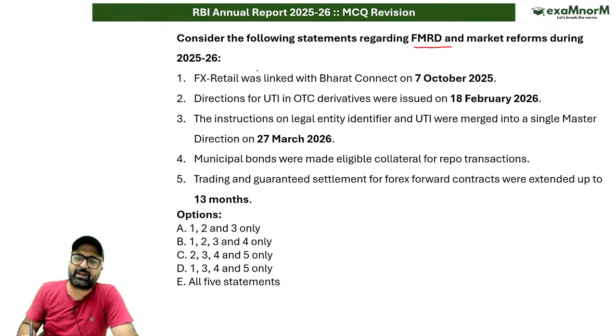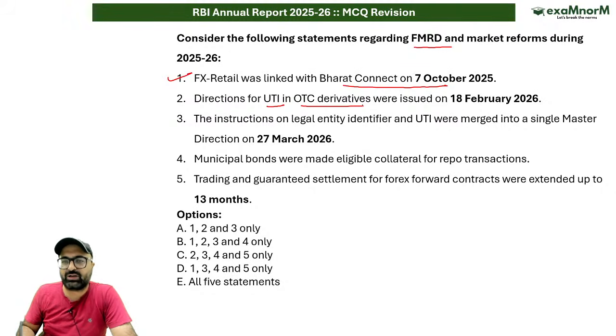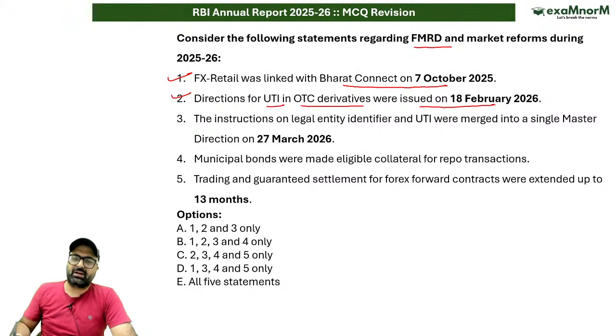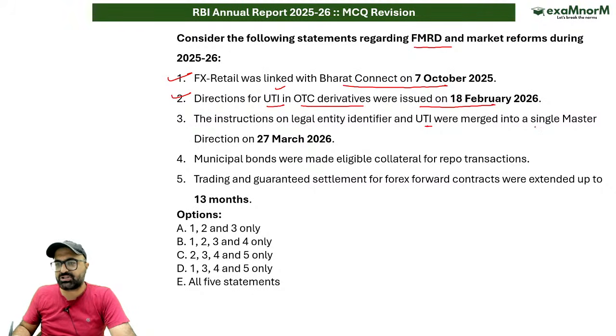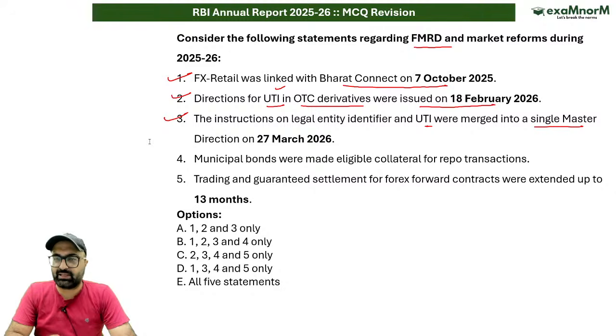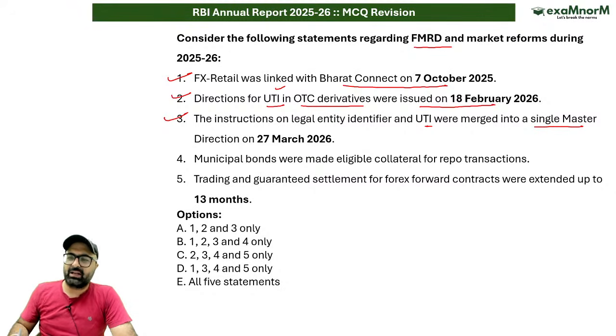उसके बेसिस पे अगर हम आंसर्स पे जाएं, foreign exchange retail was linked with Bharat Connect on 7th of October, this is correct. Directions for UTI in over-the-counter derivatives were addressed on 18th of February 2026, this is also correct. कि भैया अब अगर आप ओवर द काउंटर डेरिवेटिव ट्रेड कर रहे हैं, देन इन दैट केस यू नीड अ यूनिक ट्रांजैक्शन आइडेंटिफिकेशन. द इंस्ट्रक्शंस ऑन लीगल एंटिटी आइडेंटिफायर एंड यूटीआई वर मर्ज्ड इनटू सिंगल मास्टर डायरेक्शन लेटर ऑन. ये भी सही है सर, अब इन दोनों को मर्ज करके एक सिंगल मास्टर डायरेक्शन बना दी. ये पॉइंट भी इंपॉर्टेंट है. डेट्स भले ना पूछी जाए, लेकिन ये मंथ्स काफी ज्यादा इंपॉर्टेंट है, मंथ्स पे क्वेश्चन पूछा जा सकता है.